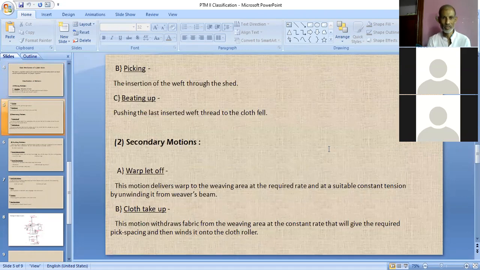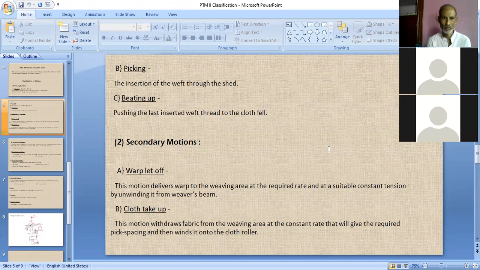Picking means the insertion of the weft through the shed. When the shed is open, with the help of some weft insertion device, we insert the weft thread or a pick through the open shed, and that process is known as picking. The mechanism which is responsible for picking is known as the picking mechanism. Different types of picking mechanisms are used on the loom, of which we will study some in detail.